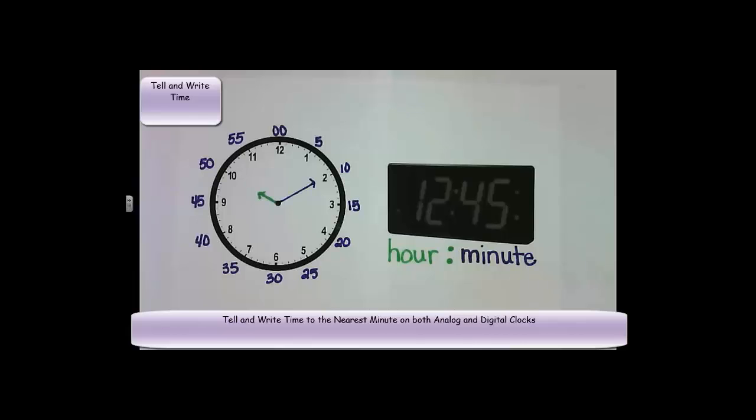One area that students in second grade do still struggle with is, for analog clocks, knowing which hand is the hour hand and which hand is the minute hand. So if you have some analog clocks at home, have your child practice and make sure that they know that the hour hand is the small hand and the minute hand is the larger hand.